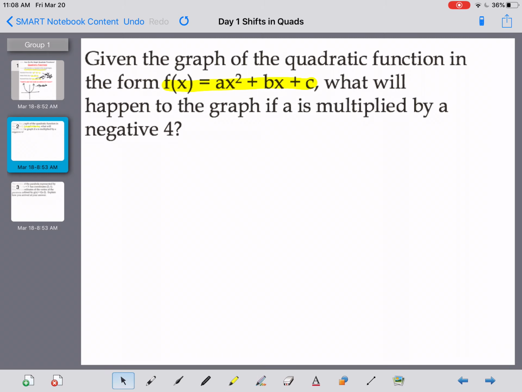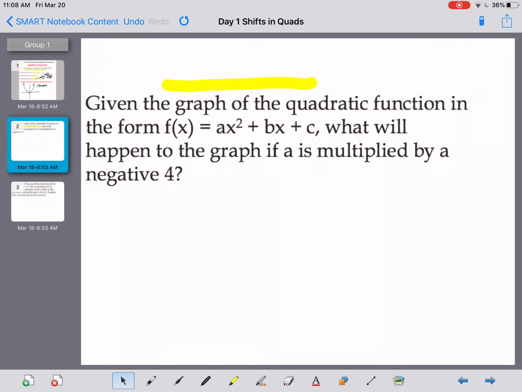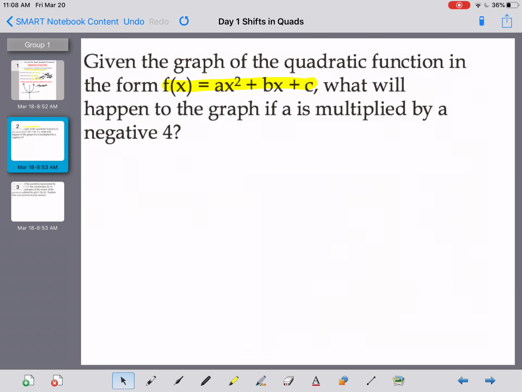When I look at the form that I'm given, ax squared plus bx plus c, that is written in standard form. Now, in this case, the a is multiplied by a negative 4. The same way the a used to be multiplied in the absolute value functions, it's the same thing.